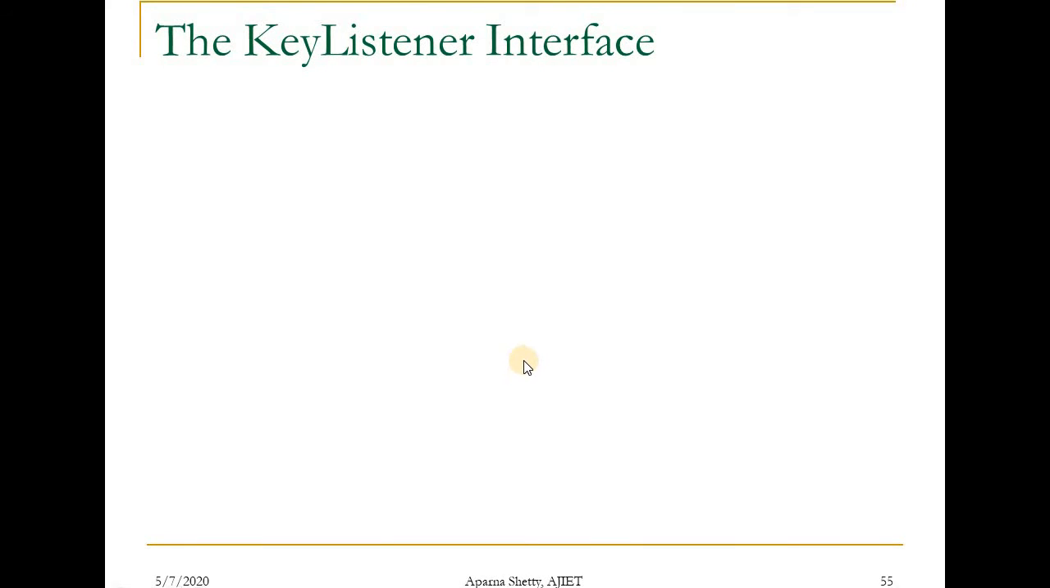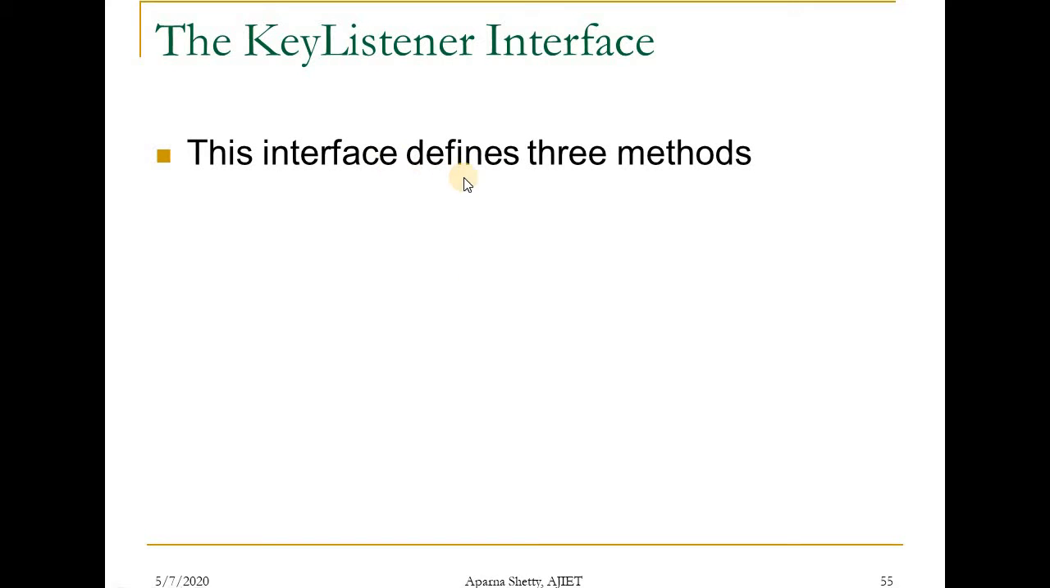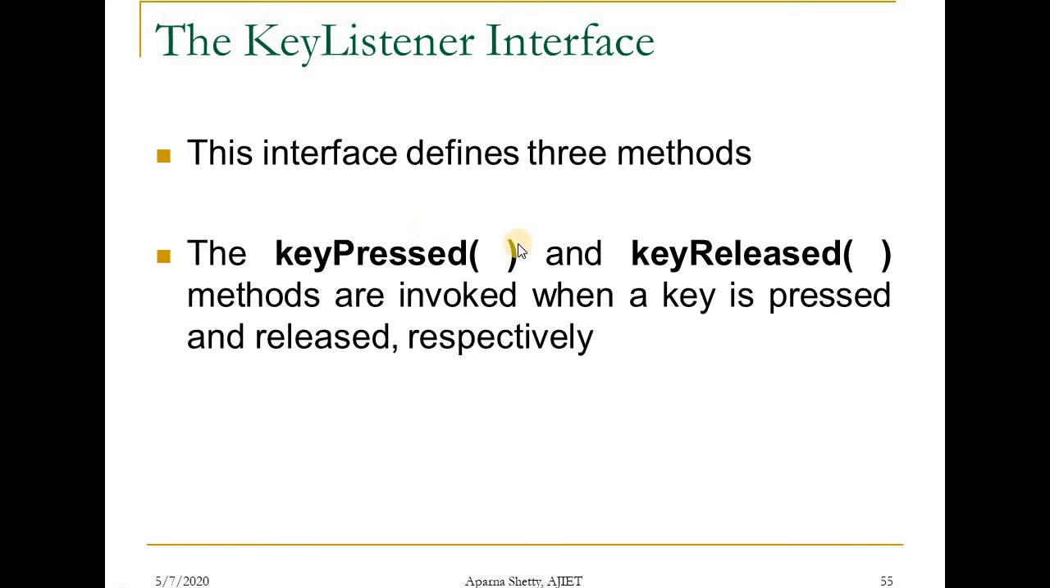The next type of listener interface is the key listener interface. This interface defines three methods. The keyPressed and keyReleased methods are invoked when a key is pressed and released. In the keyboard, when you press a key, a key pressed event occurs, and the keyPressed method will handle that event. When you release the key, a key released event occurs and the keyReleased method will handle that event.